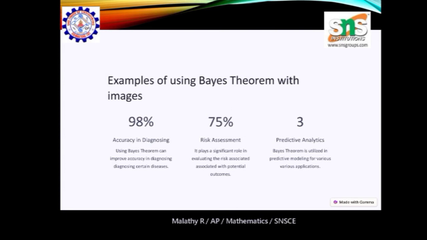An example of using Bayes' theorem with images is accuracy in diagnosing. Using Bayes' theorem can improve accuracy in diagnosing certain diseases. It plays a significant role in evaluating the risk associated with potential outcomes. Bayes' theorem is utilized in predictive modeling for various applications.